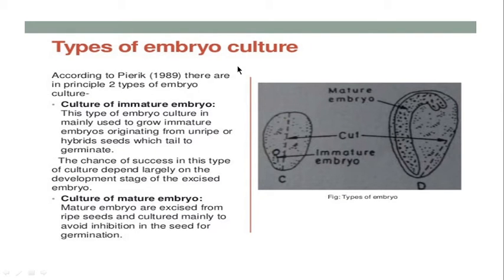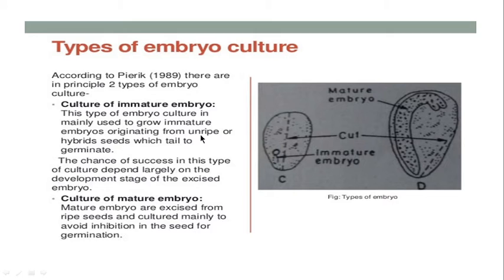After that, next one is embryo culture. In case of embryo culture, in somatic embryogenesis, a somatic cell is isolated from any part of the plant, that will be converted into a stem cell, and that stem cell will be converted into an embryo cell, which will form a seed or will regenerate into a new plant. So embryo culture techniques are of two types. First one is culture of immature embryo and the second is culture of mature embryo.